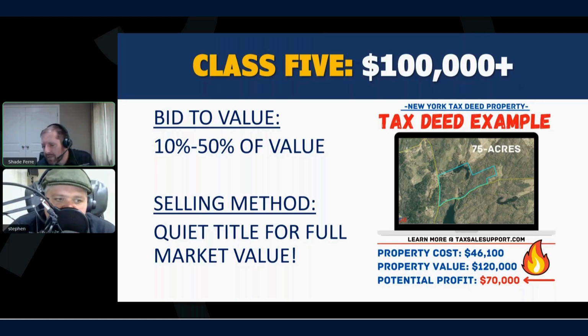So we have a property here that's valued at about 120,000 that was acquired for 46,000, which leaves a potential profit of about $70,000, roughly give or take some. But this is a great example of the kind of property that we would probably take through quiet title to sell for full market, just because there's no reason to leave that much money on the table. And property acreage like this also shouldn't be too hard to sell, especially when you've paid a lower percentage of value like this, so you have flexibility on your prices.